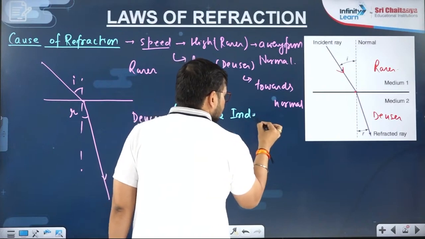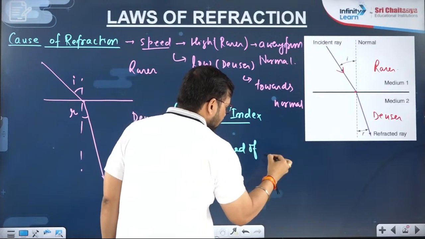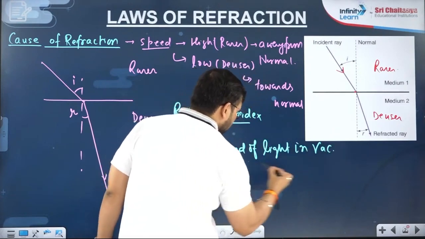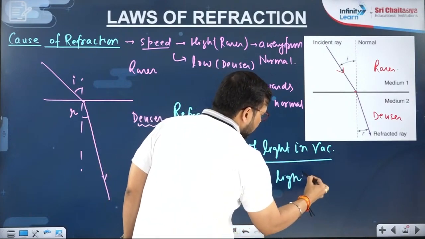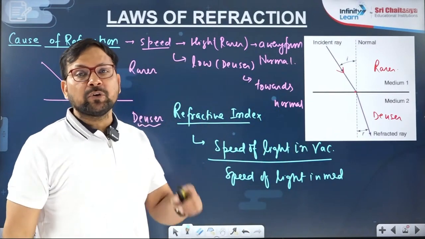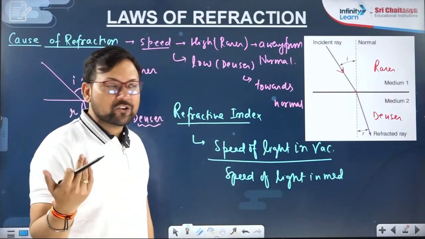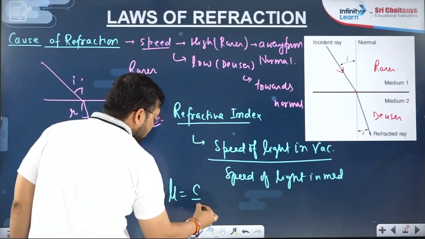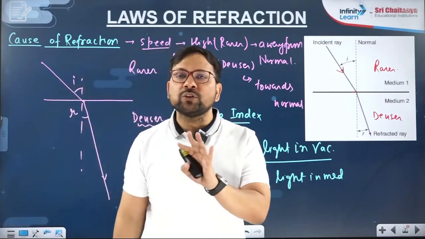Refractive index, what is that? That is the speed of light in vacuum upon the speed of light in the medium. Different media have different speeds, and due to different speeds, light will change its path, and that changing of path is called refraction. It is represented as mu, and mu equals C by V. That is the basic definition of refraction.